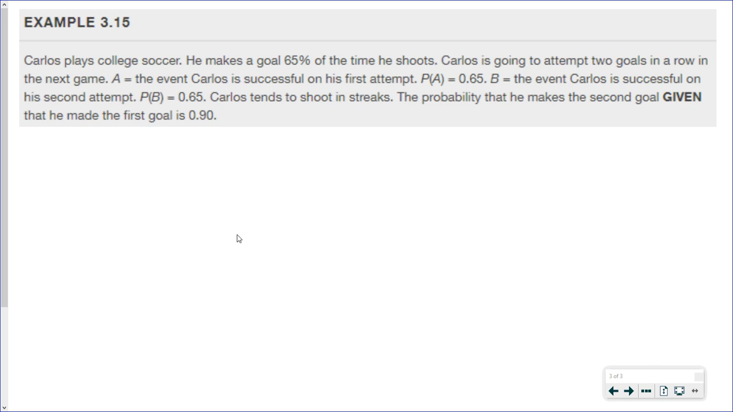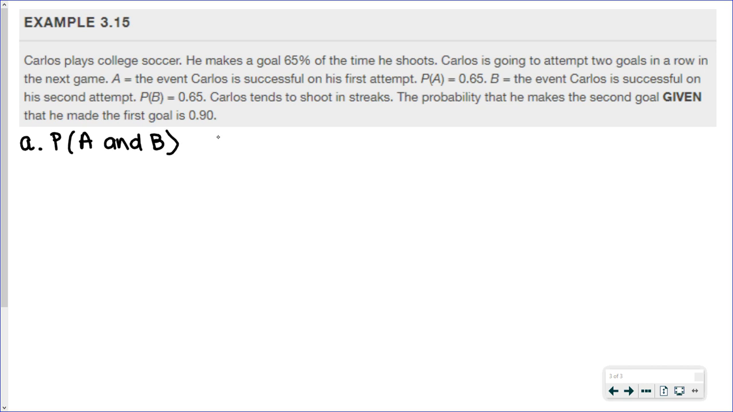Carlos tends to shoot in streaks. The probability that he makes the second goal, given that he made the first goal, is 0.90. Our first question in this example is, what is the probability he makes both goals? So we're looking for what is the probability that both A and B happen.